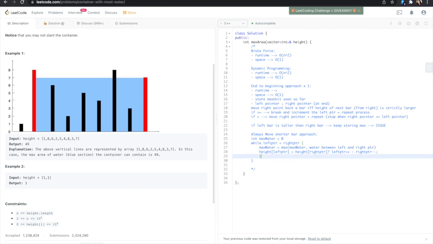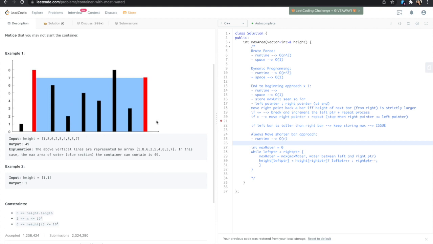And let's say in terms of runtime, this is going to be O of n, worst case. O of n, because you go through all bars eventually. And in terms of space complexity, we're not storing anything other than the height array. But assuming we're not counting the array of heights, the space complexity will be O of 1.